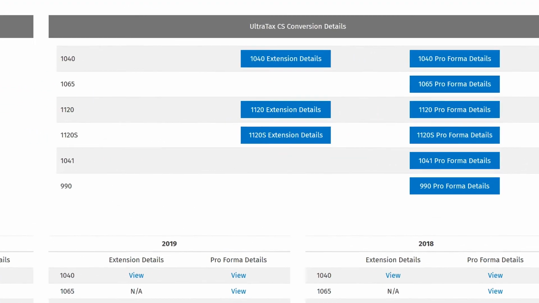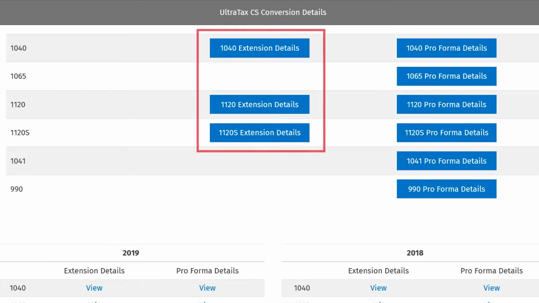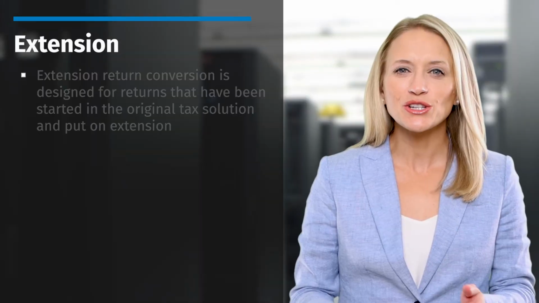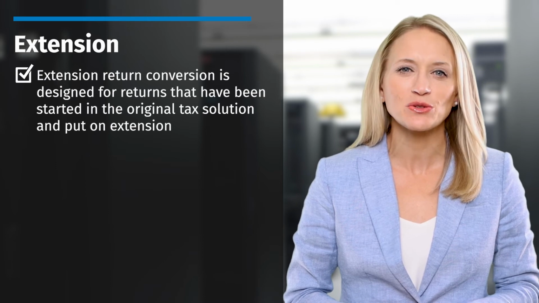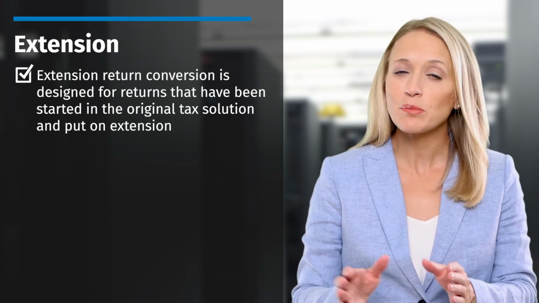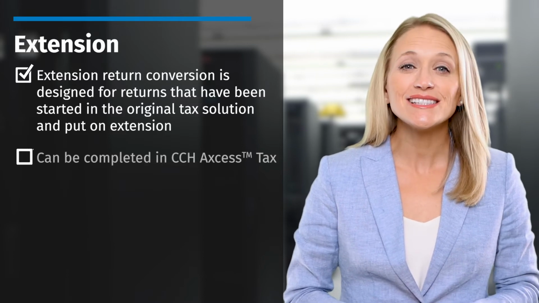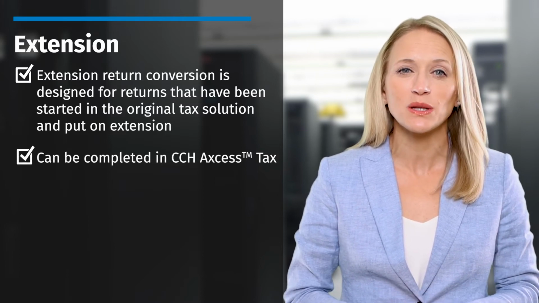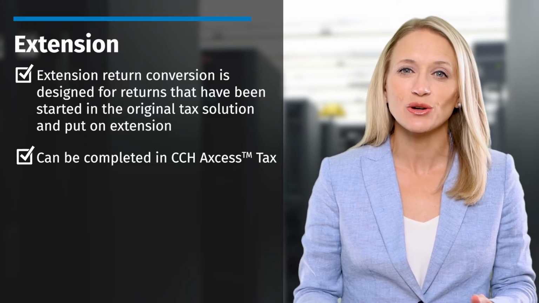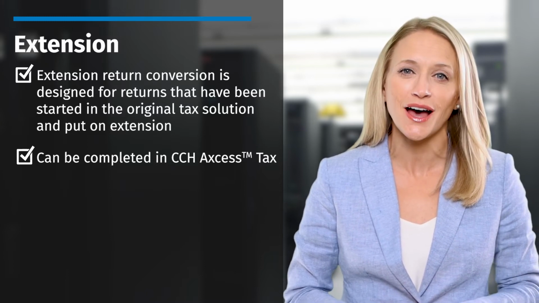Let's discuss the 2 types of conversions, extension and pro forma. Extension return conversion is designed for those returns that have been started in the original tax solution and put on extension. These extended returns can be completed in CCH Axcess Tax. Extension conversions are available starting in July.